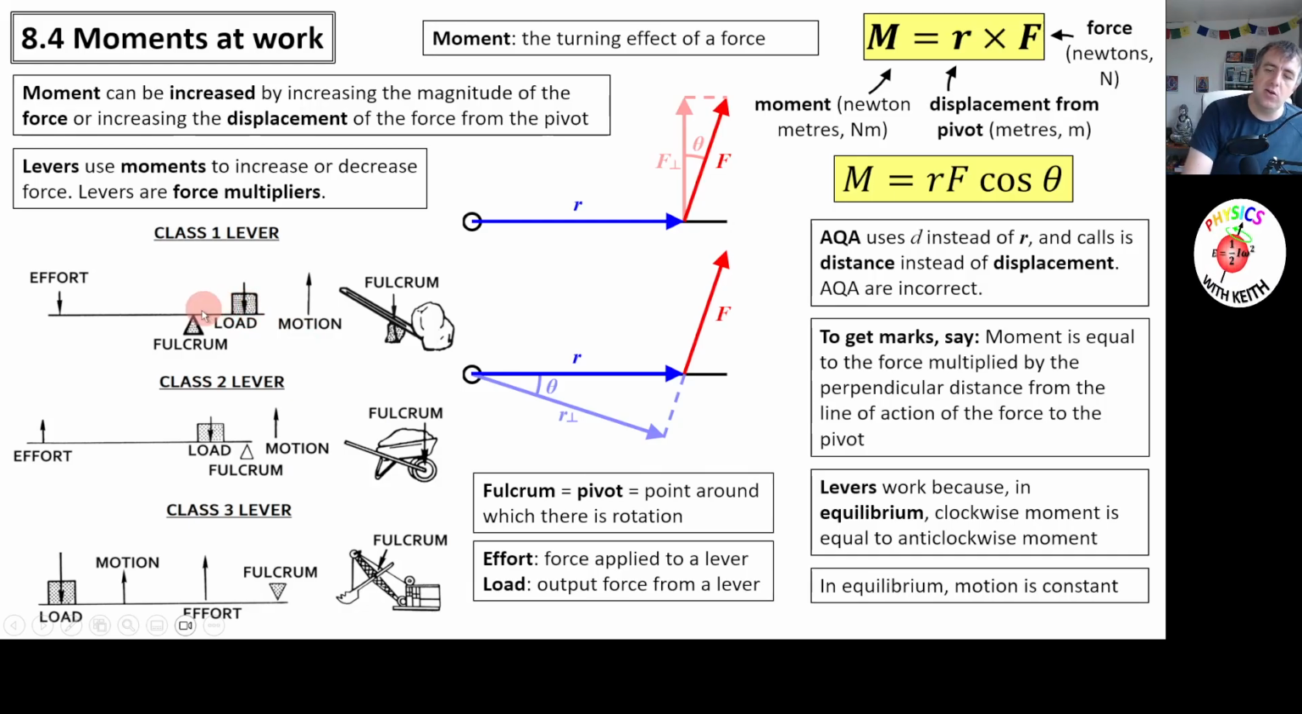But the distance between the load and the fulcrum is much smaller. So if I make the distance smaller, to get the same moment I have to make the force bigger. That means I get a bigger force applied at the load than I am applying at the point where I've written effort. I push down on this end with less force than I get out at this end. That's how levers work. They use what's called the principle of moments, which I will cover in a later lesson. Right, so that is moments at work.